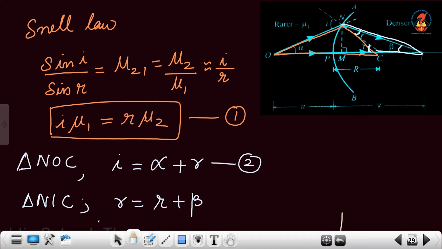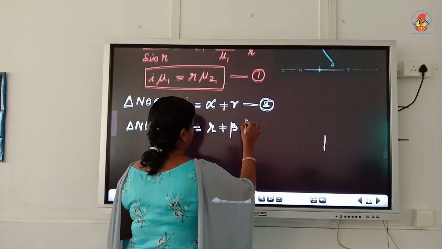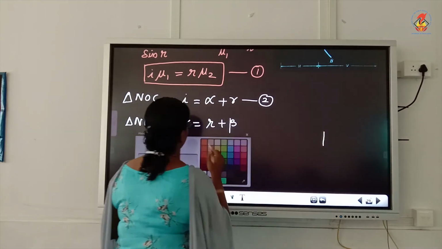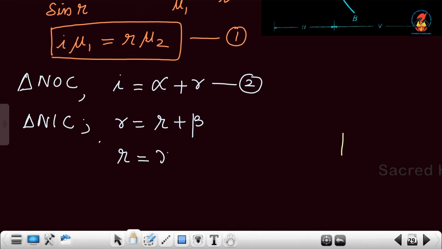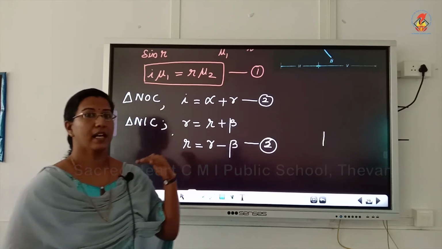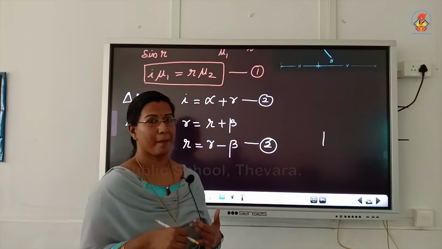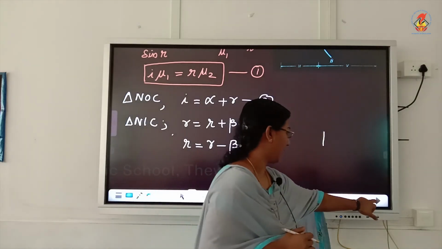But our aim is to find out the angle of incidence and the angle of refraction. So I am going to rearrange this equation and write r is equal to gamma minus beta. This is equation 3. Okay, so we got i and r in terms of alpha, beta and gamma. Next we are going to find out what alpha, beta and gamma are.